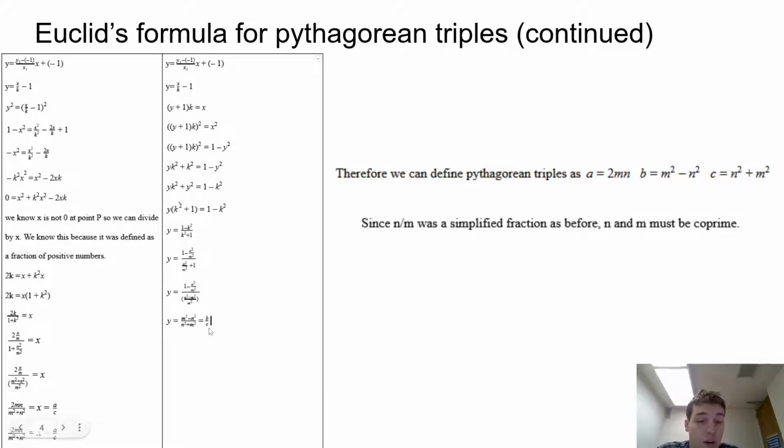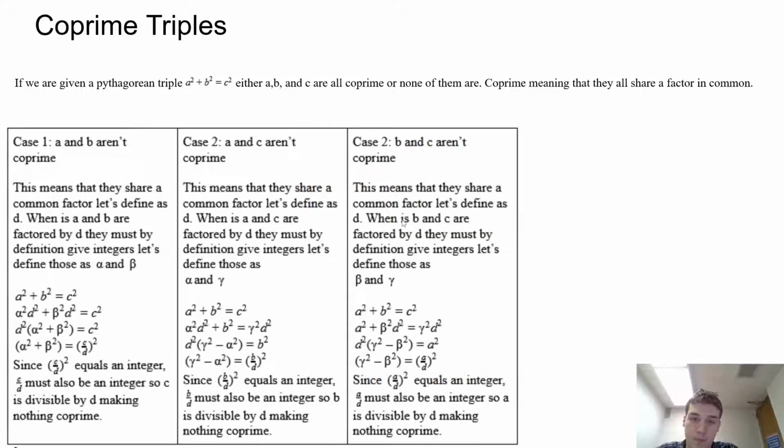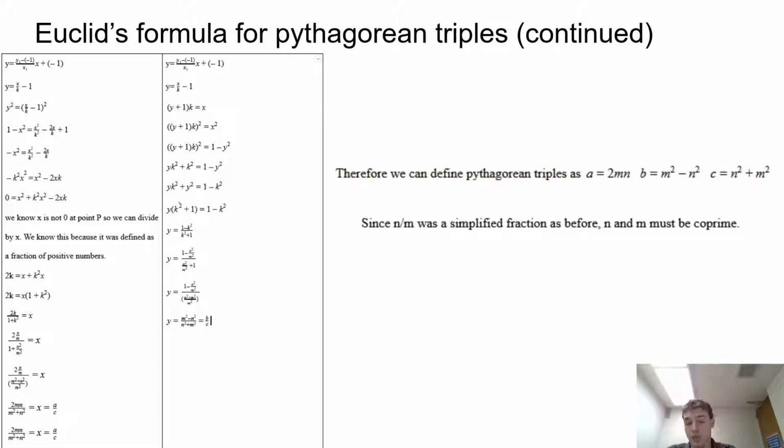We can make the common denominator c and make the numerator equal to b for y and the numerator equal to a for x. So c equals n squared plus m squared, b equals m squared minus n squared, and a equals 2mn. Since n over m was a simplified fraction, we can say that n and m must be coprime. This means that they share no common factor. That's what coprime means. And we said that they didn't share a common factor since it was a simplified fraction. Let's keep this in mind. This will be useful for our proof.